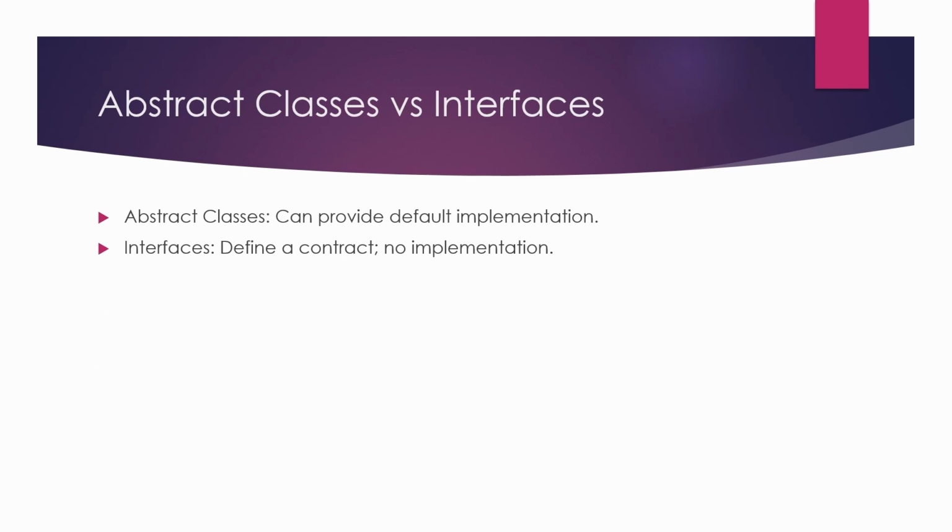Now let's compare abstract classes and interfaces. Abstract classes can have both abstract and concrete methods, and they allow you to provide default implementations. On the other hand, interfaces define a contract for behavior, but the implementing classes must provide all method implementations. You can think of abstract classes as providing a blueprint, while interfaces provide a promise of behavior.